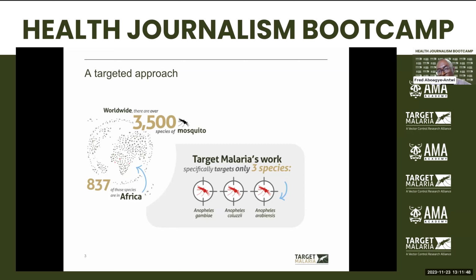And just as Charles said, Target Malaria is using the phased approach. So we are progressing in a stepwise manner, and all that we're doing has to be diligently and carefully worked out.